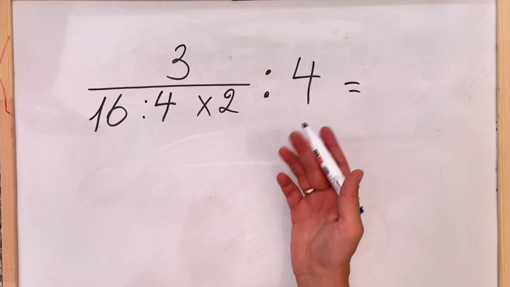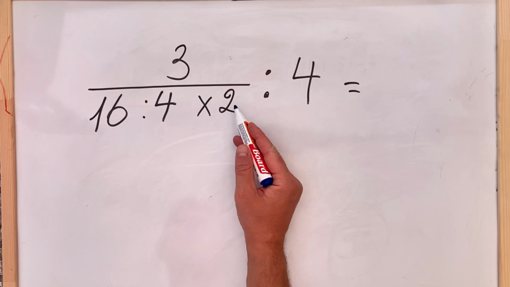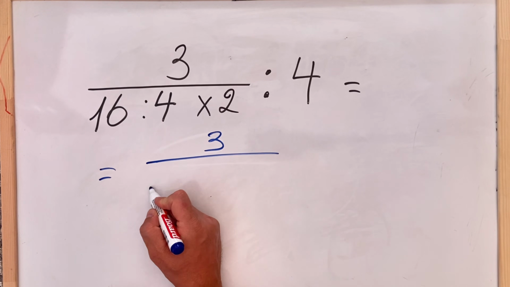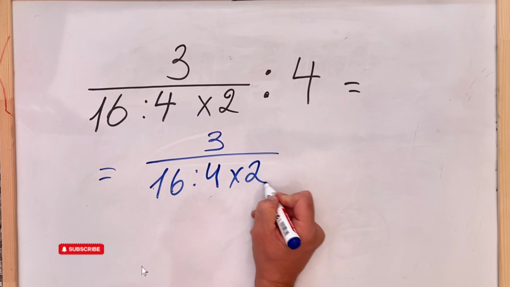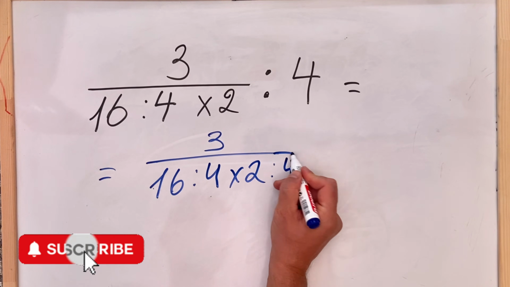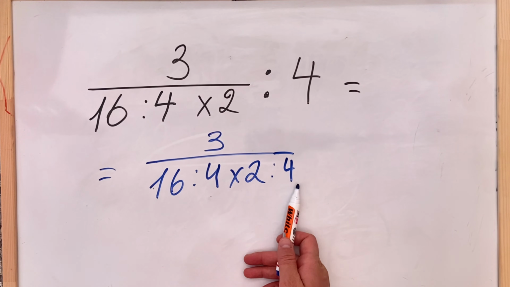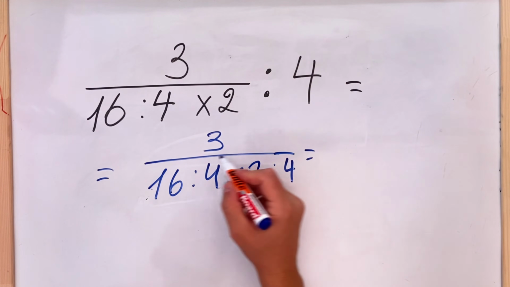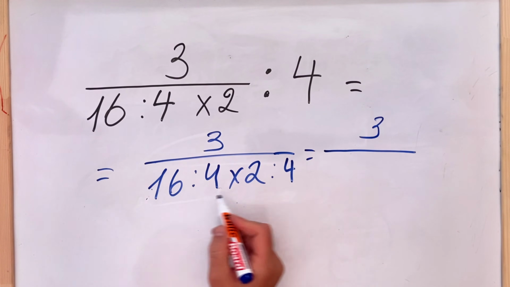Hello everyone. The biggest mistake most people make is putting 4 into the denominator, so they get the following equation: 3 over 16 divided by 4 multiplied by 2 divided by 4. Then they do the operations in the denominator, and at the end they keep the fraction. So they leave the numerator as it is. They have 3. Then they do all the operations down.